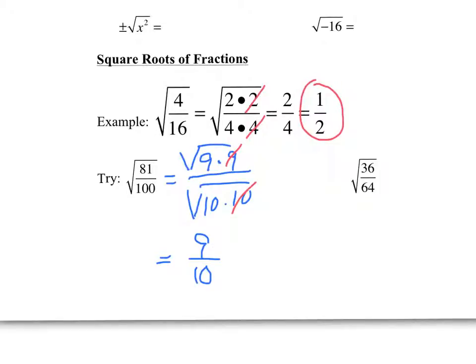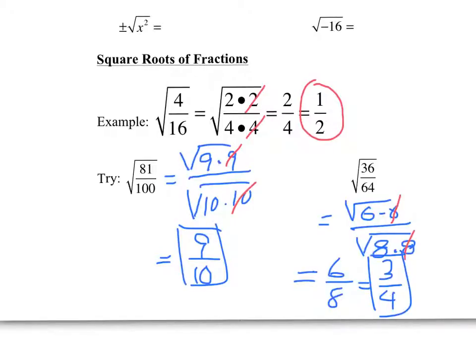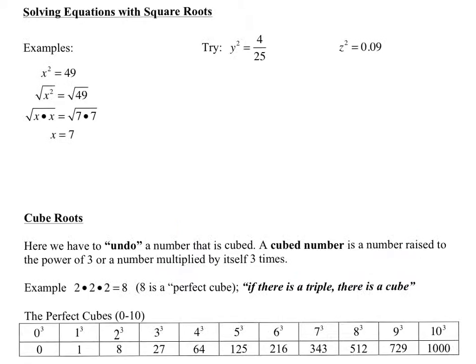This is the square root of 81 over 100. We split it into 9 times 9 and 10 times 10. The answer is 9/10. Turn the video off, try the next one. I hope you got this one correct and you did not forget to simplify the answer in the end right here. Now we will solve equations with square roots.